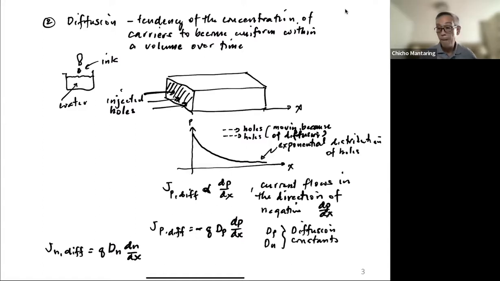Okay. And then your total diffusion current will just be equal to Jn diffusion plus Jp diffusion.